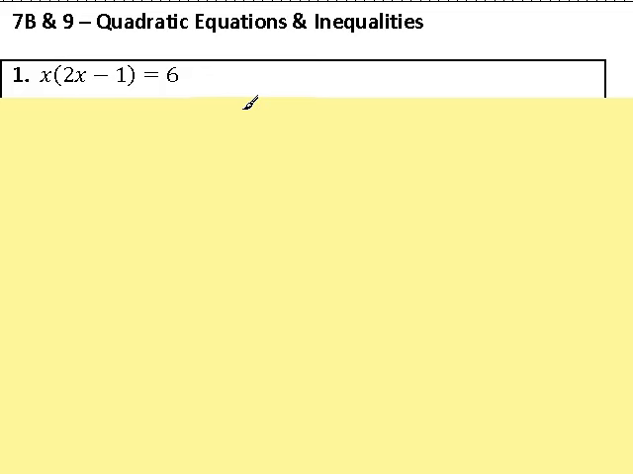In this video, we're going to be solving quadratic equations and inequalities. In number 1, when we start simplifying, multiply through by x, and we see we have a quadratic equation. So let's do that. Let's multiply through like this and like this. So we have 2x squared minus x is equal to 6.